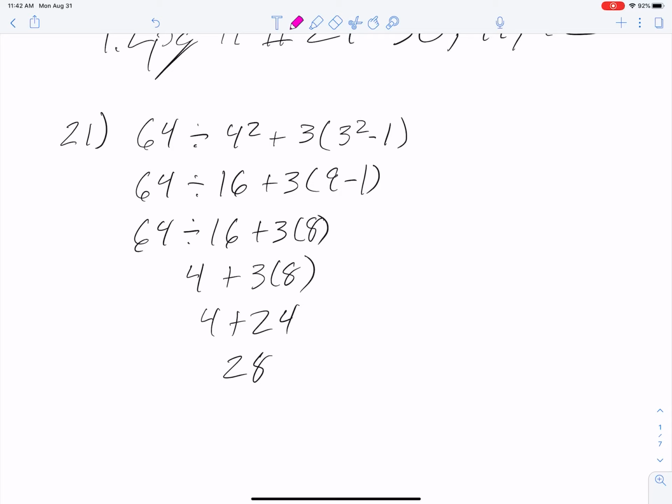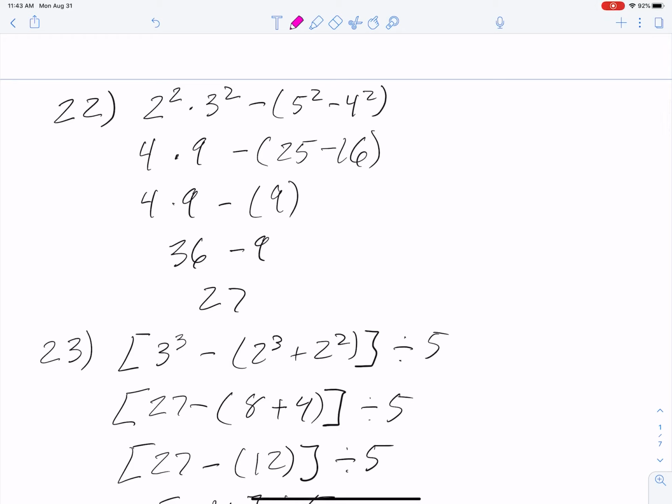So number 21, first thing I did was take care of my exponents. So my 4 squared became my 16, my 3 squared became my 9. I took care of my parentheses, so 9 minus 1 became 8. I took care of my division, moving left to right, so 64 divided by 16 became 4. Took care of my multiplication, my 3 times 8 became 24, and then finally I arrive at my answer.